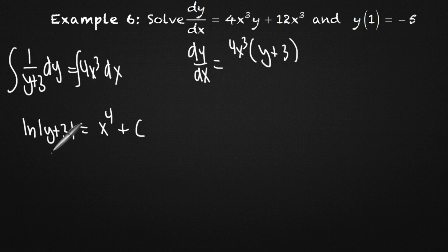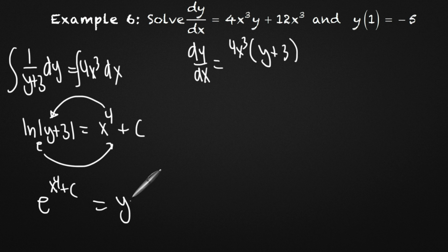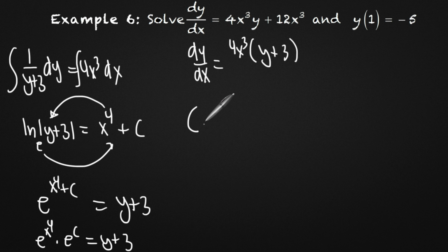Now once again, this is about the third time that we've seen this in a row. So we're going to do the little around the world guy, and we're going to do e to the x to the 4th plus c equals y plus 3. And we're going to do this whole idea that we separate it into e to the x to the 4th times e to the c equals y plus 3. E to the c is just another constant, so it's going to be c e to the x to the 4th. And I'm going to subtract 3. That's going to give me my y.